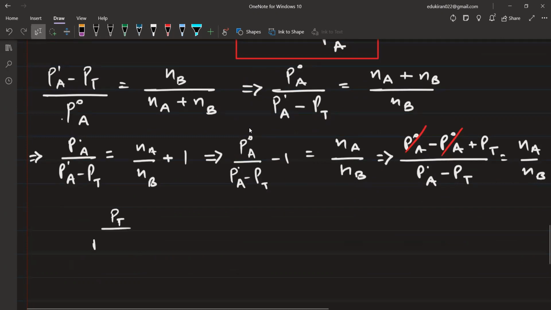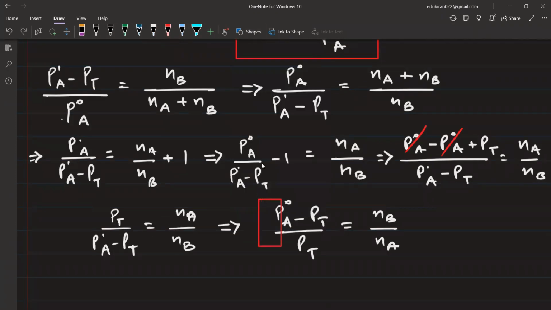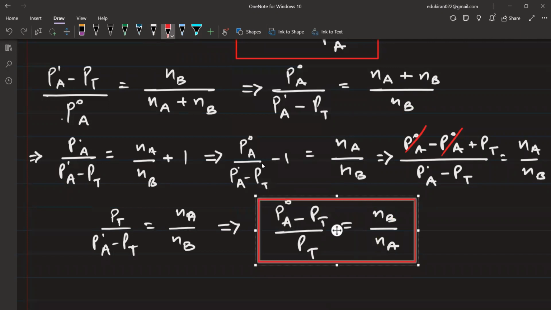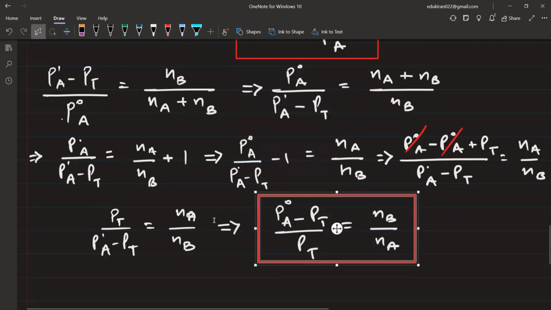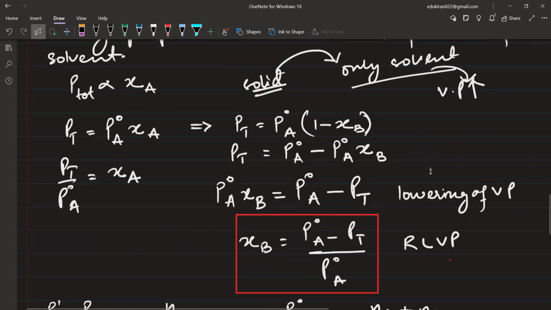I will get the equation as P total upon P naught A minus P total is equal to number of moles of A divided by number of moles of B. You flip it once more, so it will become P naught A minus P total divided by P total, which will be equal to number of moles of the solute divided by number of moles of the solvent. This is another equation that you have to remember. These are the two equations to remember for relative lowering of vapor pressure. Please write till here first. Let me know once you're done, then you can write the next one also.